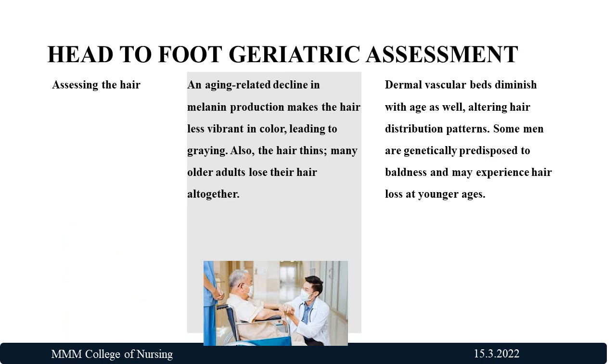Then assessing the hair, the normal assessment: an aging related decline in melanin protection makes the hair less vibrant in color, leading to graying, and the hair also thins. Many older adults lose their hair altogether. What are the findings? Dermal vascular beds diminish with age as well, altering hair distribution patterns, and some men are genetically predisposed to baldness and may experience hair loss at younger ages.